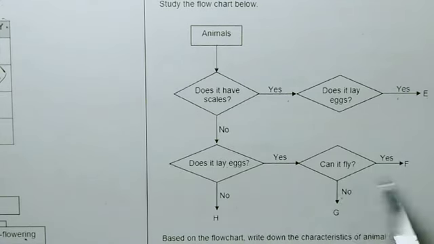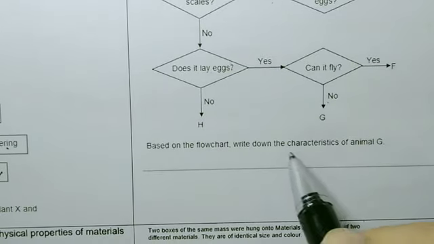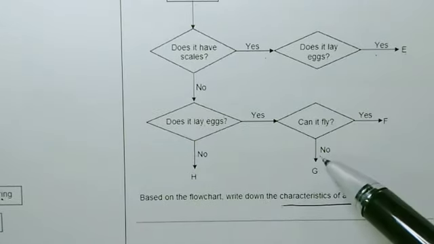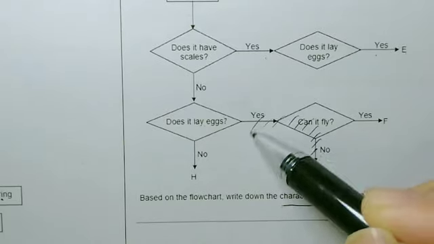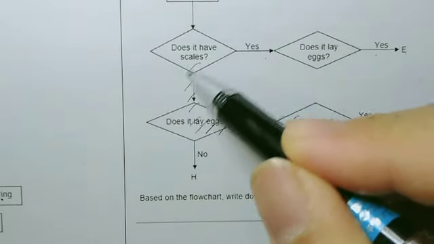Yes. Can it fly? No. So we're supposed to describe characteristics of animal G. So what do we do? We look at all these things that link to G, right from the top here.